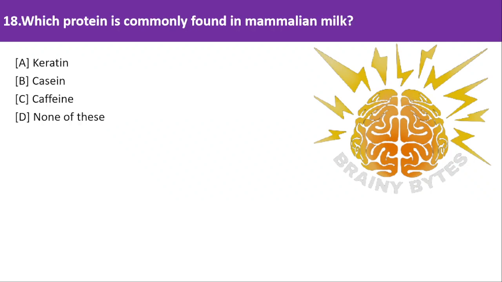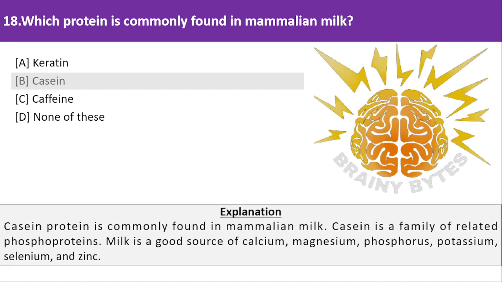Question number 18. Which protein is commonly found in mammalian milk? Your options are: A. Keratin, B. Casein, C. Caffeine, D. None of these. Correct option is casein. Casein protein is commonly found in mammalian milk. Casein is a family of related phosphoproteins. Milk is a good source of calcium, magnesium, phosphorus, potassium, selenium, and zinc.